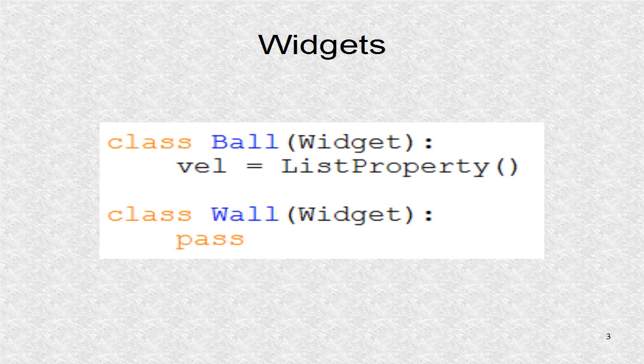3. Now the velocity becomes part of the ball class. The initial velocity for the two balls will be set in the Kivy file. There are 4 wall widgets in the Kivy file. There will be 6 attributes, 4 representing the walls and 2 representing the balls.